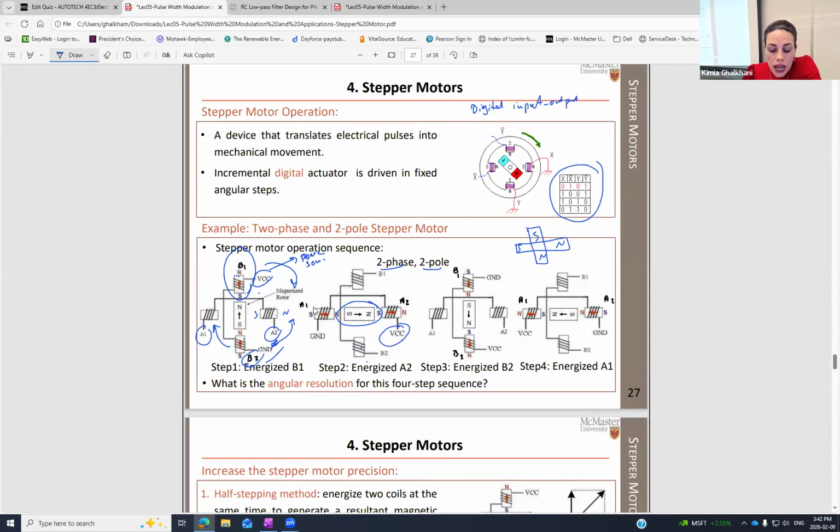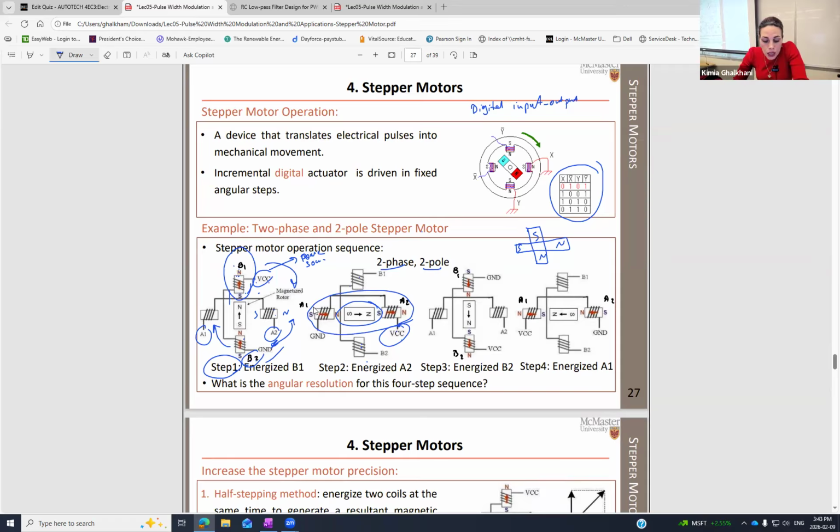So in step one, phase B of a two-phase stator energized simply means this locks the rotor in the position shown right in here. It will lock in this position, and B1 is energized. In step two, it's going to be otherwise. This one will be locked. A2 will be locked right in this position.